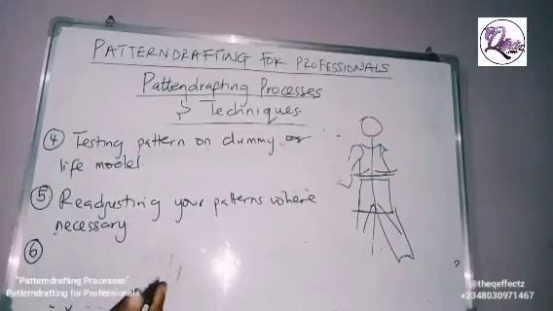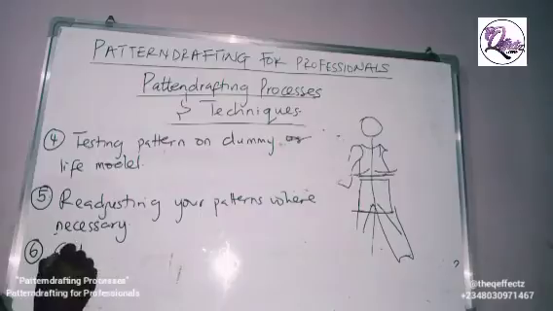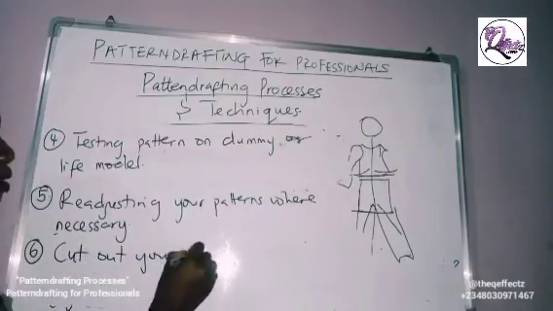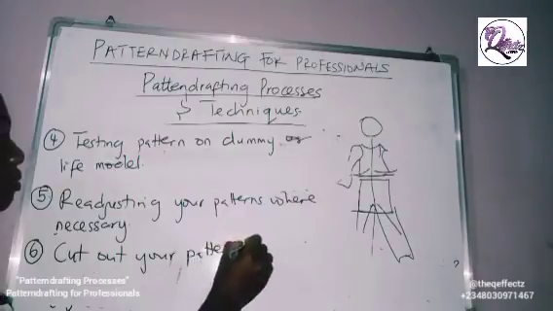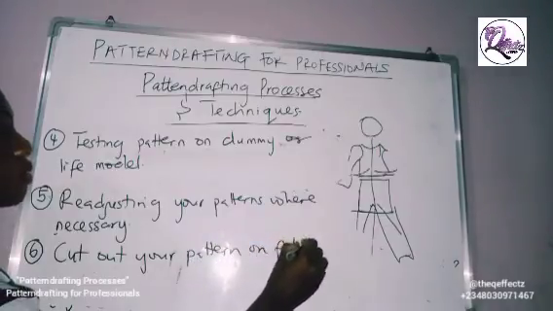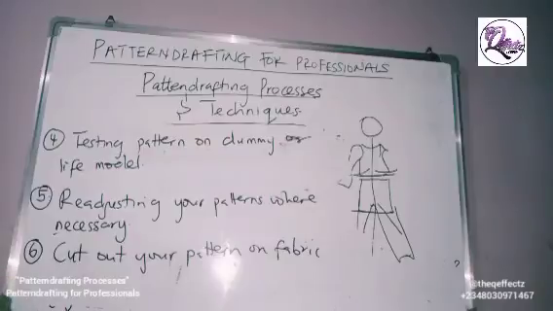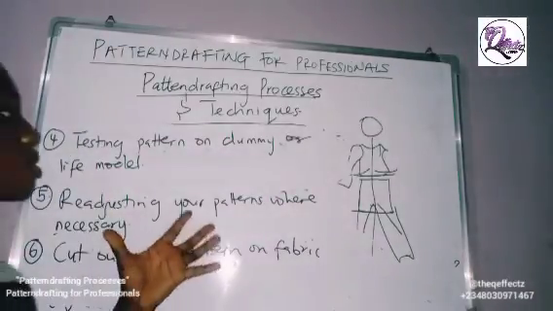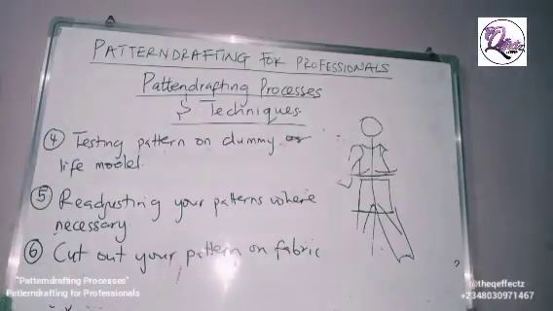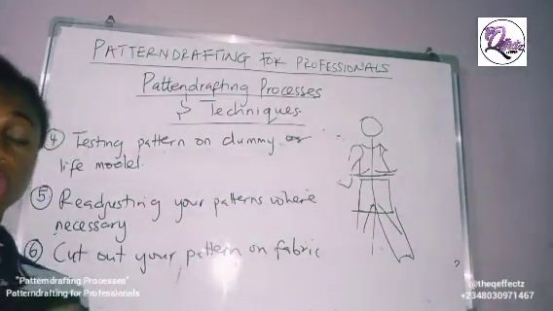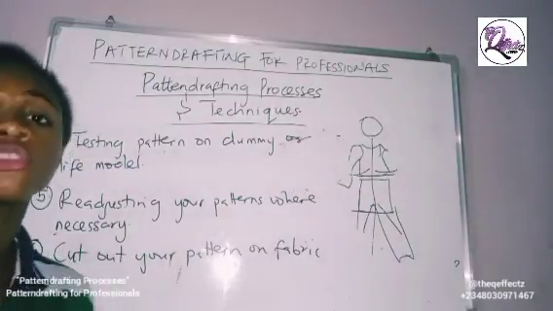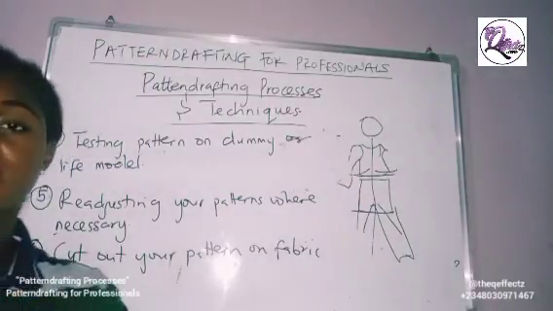Okay, then the 6th step, after readjusting your pattern where necessary and you have made the necessary adjustment, the next thing of course is to cut out your pattern on fabric. Okay, this is the 6th and final step of pattern drafting. So you can see the various steps of pattern drafting. Next, I'll be giving you a little bit of an introduction into the pattern drafting techniques.